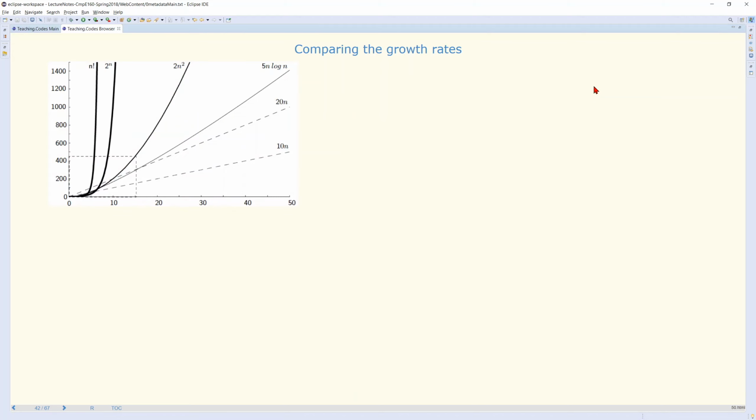So this actually shows the growth here. This line here is 10 times n, and this is 20 times n. These are both linear. By the way, note that the scale of the x-axis and the scale of the y-axis are not the same because of these functions that are growing very fast. I had to draw it that way.